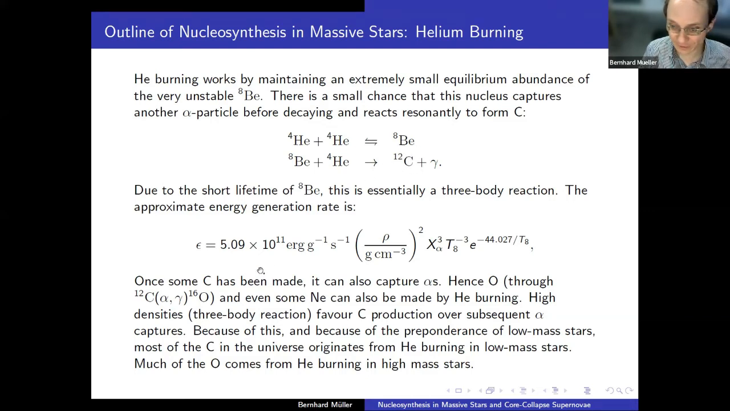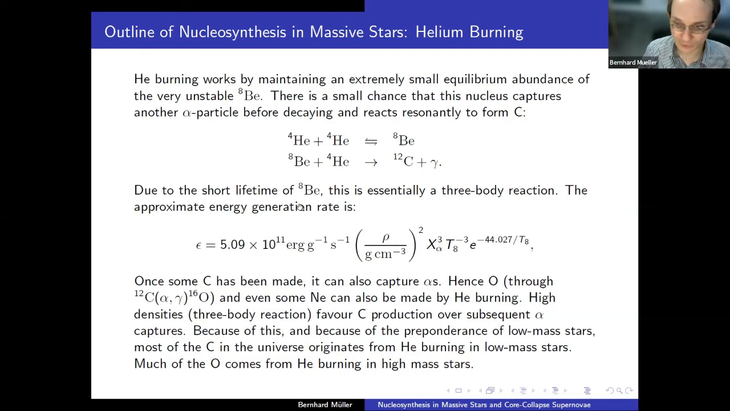And you'll get an energy generation rate that has already a much steeper temperature dependence than hydrogen burning, and dependence on density squared. Now, one interesting thing to note about helium burning is that it unfolds slightly differently in low mass stars and high mass stars, in terms of the final products.